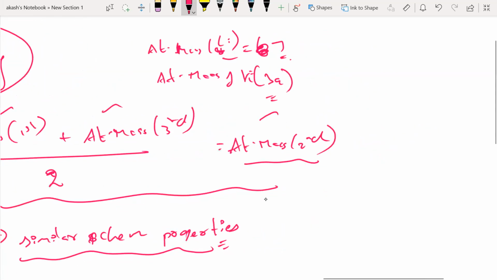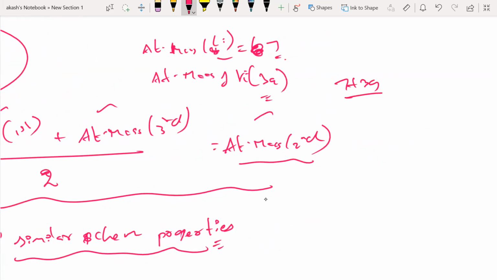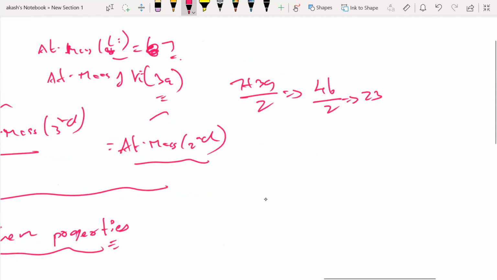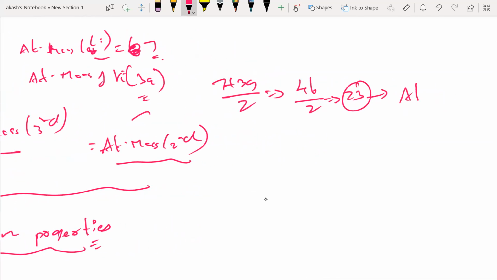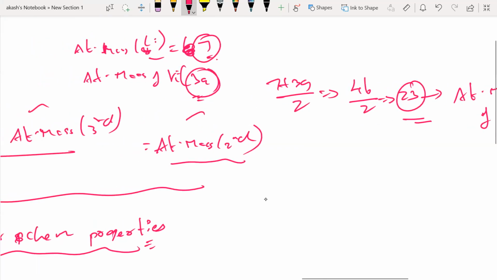So let us do the average. 7 plus 39 divided by 2. 7 plus 39 is 46, and 46 divided by 2 is 23. And this 23 is nothing but the atomic mass of sodium. The atomic mass of sodium is actually 23. So now you're understanding, right? If I take the first element's atomic mass and the third element's atomic mass, and take the average, you are going to get the middle element's atomic mass. That was happening for a few of the trials.